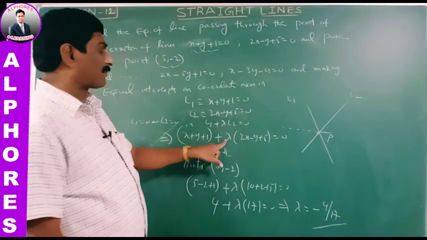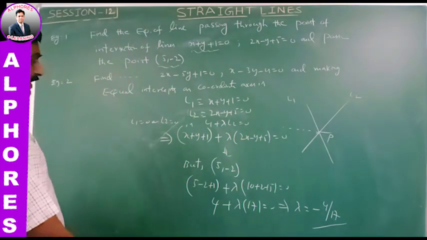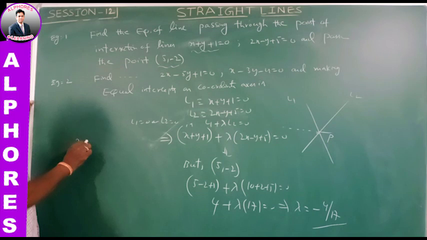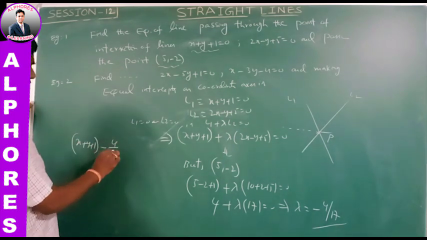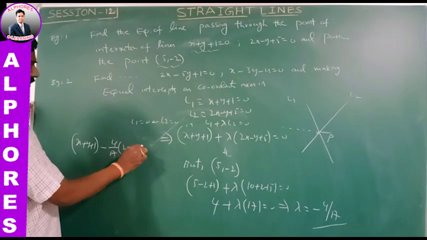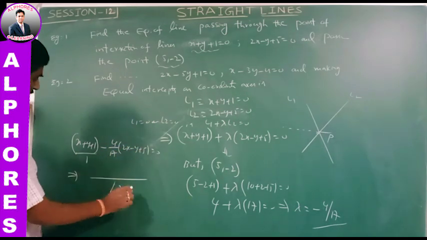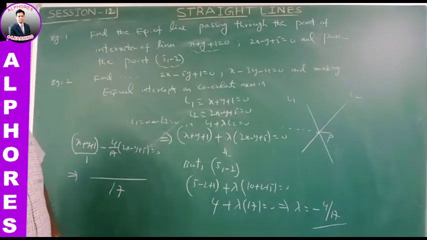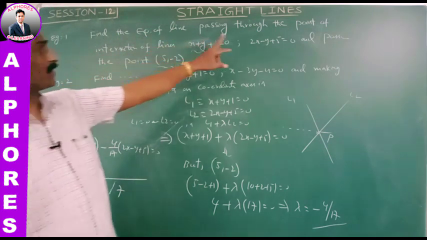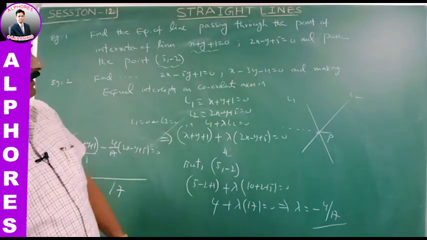Substitute the value of lambda in this equation, we get the equation of the required line. That means what is the equation of the required line? x plus y plus 1, the lambda value is minus 4 by 17, into 2x minus y plus 5 is equal to 0. Take the LCM, 17 is the LCM. Multiply this value and simplify. It is the equation of the required line. Or you can use that method: by solving these two lines, find the equation by using the two-point form. Okay, next one.